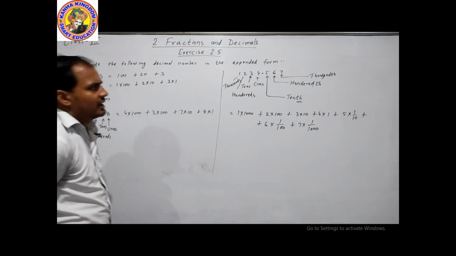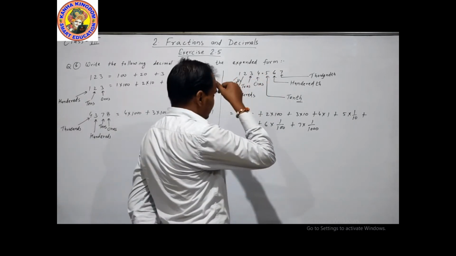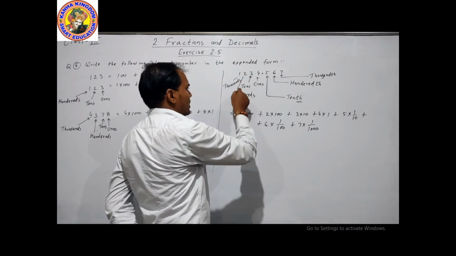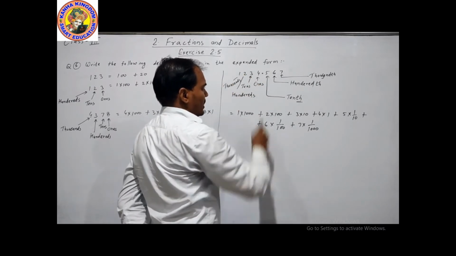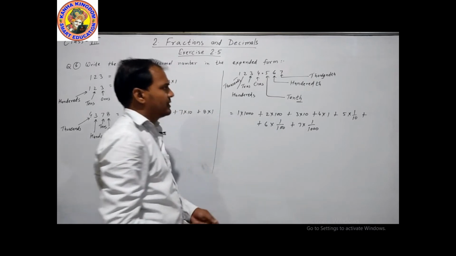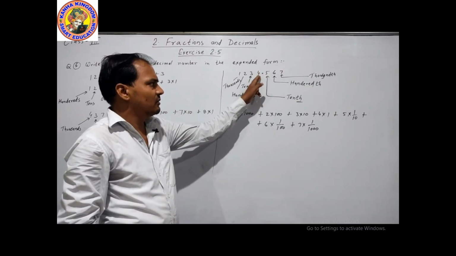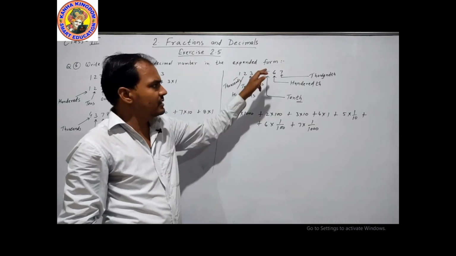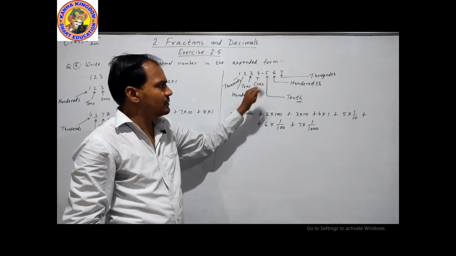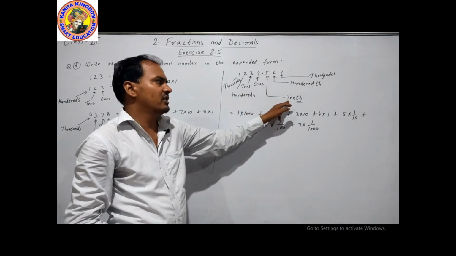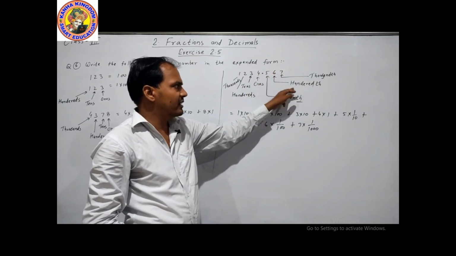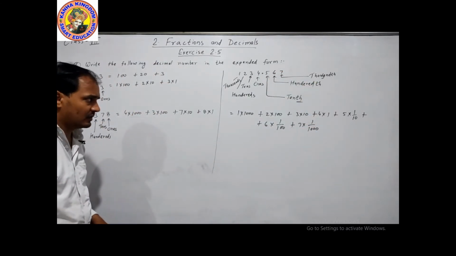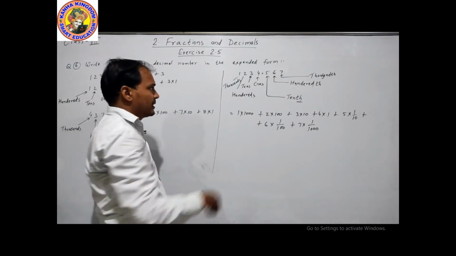Now we will take a decimal number. Here is a decimal number. In the integer part, this is our ones, tens, hundreds, thousands. In the decimal part, after ones, tenths come. So then this is tenths, hundredths, thousandths. This is our number. Now we will write this number.